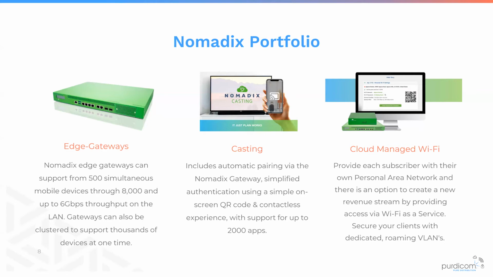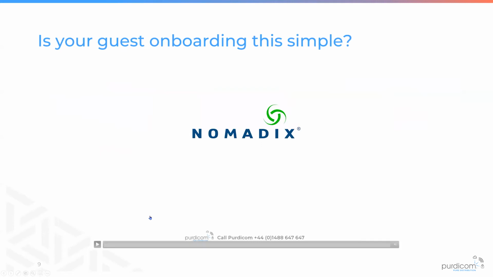And then we also have the cloud managed Wi-Fi here, which again is similar to the casting solution. It has a QR code that users can use. So they simply scan it on their phone and they'll be onboarded onto their Wi-Fi, which I have a nice little demo for here, a little video.